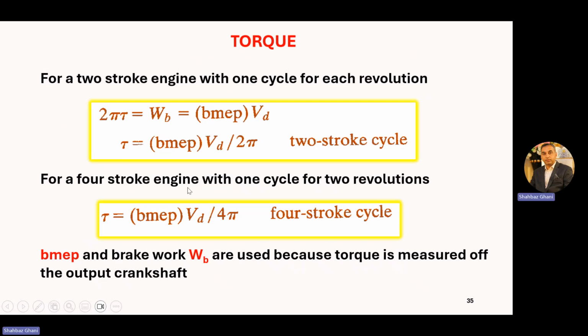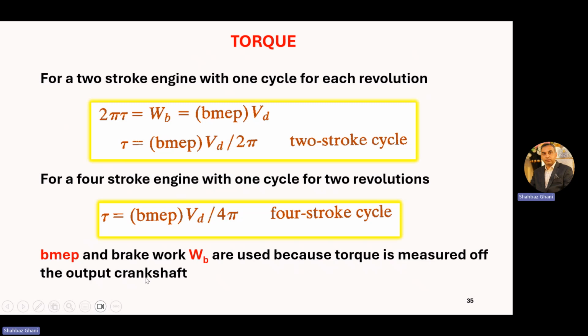Now, if we have a four-stroke engine with one cycle for two revolutions, it has to cover 360 plus 360, 720 degrees of revolution. So the formula for torque becomes tau is equal to brake mean effective pressure into displacement volume divided by 4 pi.